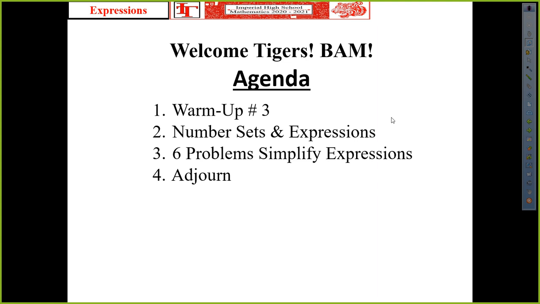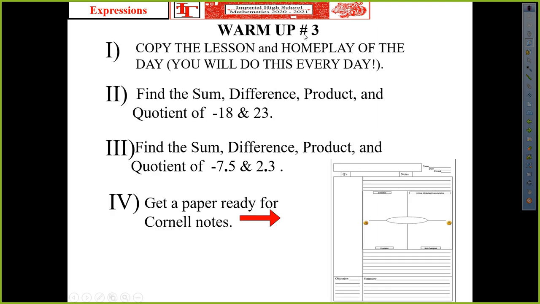Warm-up number 3. I want you to do numbers 2 and number 3, and it reads: find the sum, difference, product, and quotient of -18 and 23. And number 3 says find the sum, difference, product and quotient of -7.5 and 2.3.